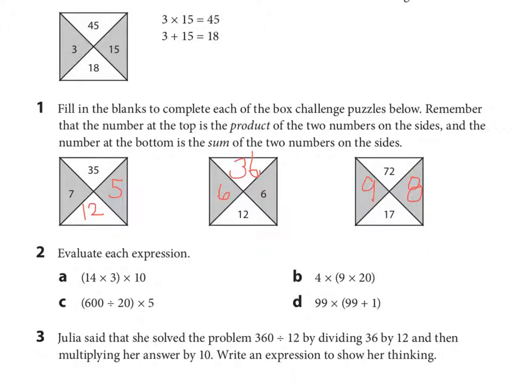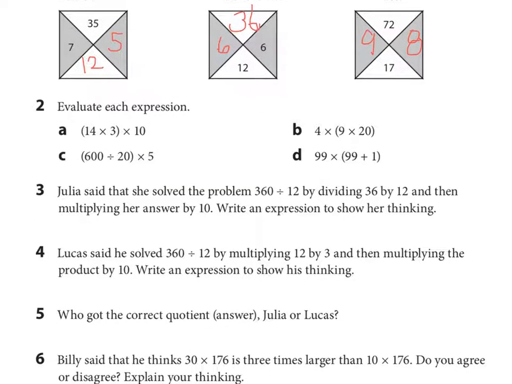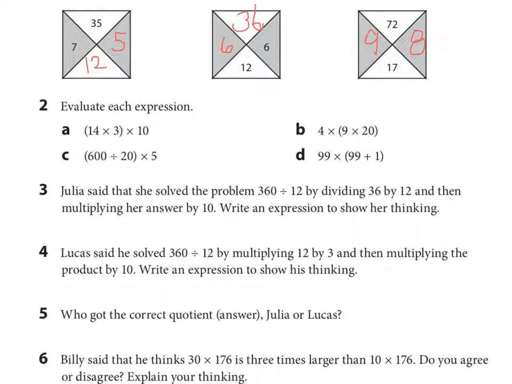Let's look now at number 2. Evaluate each expression. 14 times 3 times 10. So I know that 14 times 3, I can think 14 doubled is 28. Add one more group of 14. And that's 42. 42 times 10 equals 420.